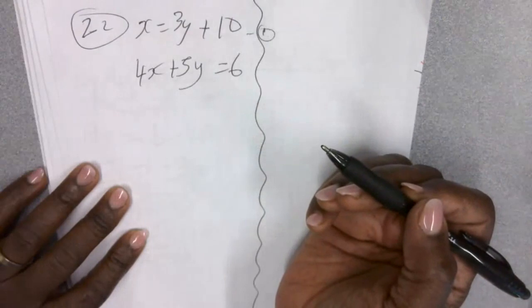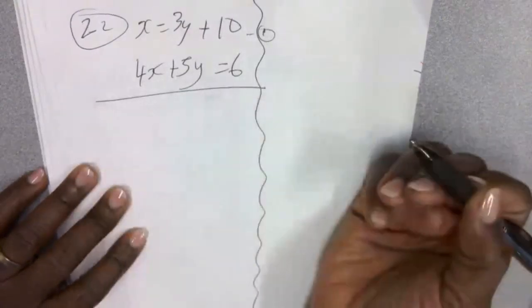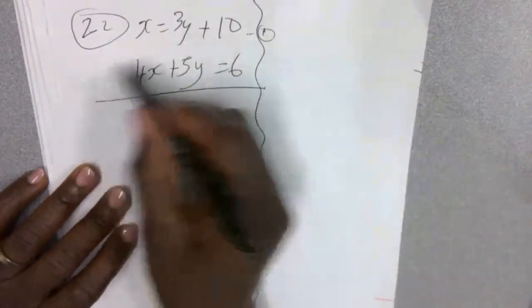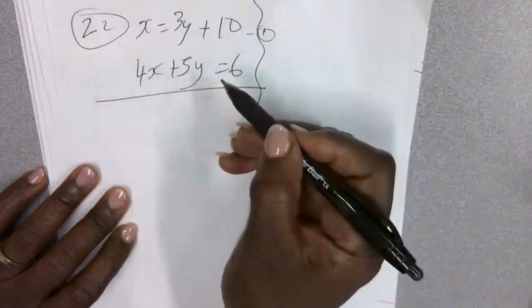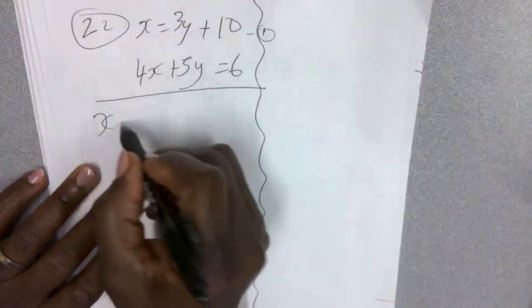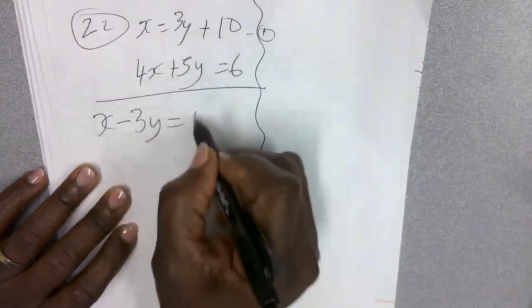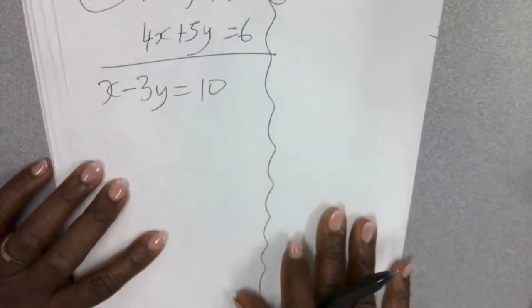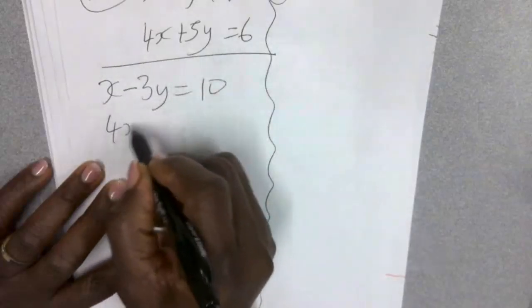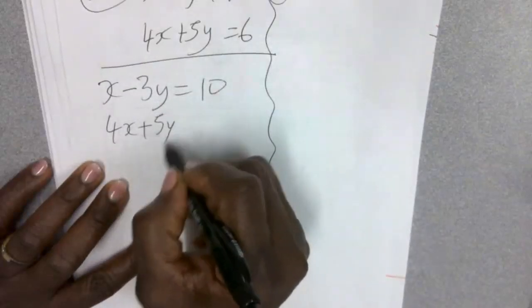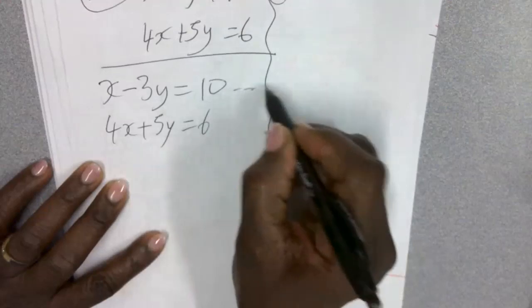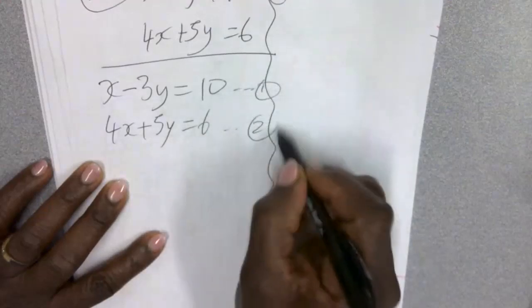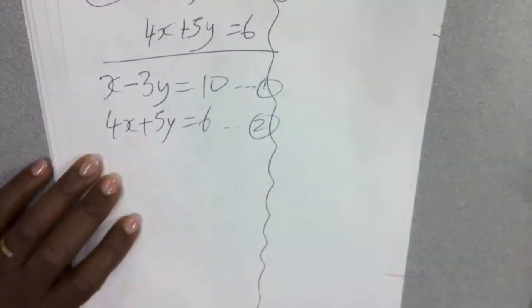So I'm going to rewrite equation 1. I'm going to bring y to the left-hand side. So x minus 3y is equal to 10. Now it is in standard form. Now equation 2 is in standard form, so I just have to copy it down. 4x plus 5y is equal to 6. So equation 1, equation 2, because I'm solving by elimination method.